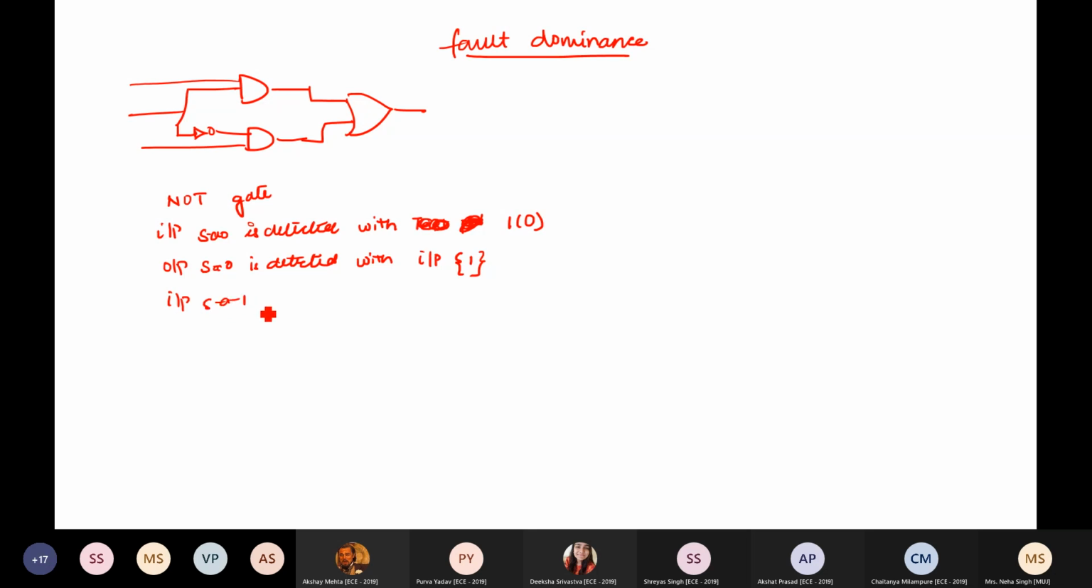Input stuck at 1 is detected with 0, and output stuck at 1 is detected with input 1. Output is stuck at 1, so this is 1. Output stuck at 0, this should be 1 0.